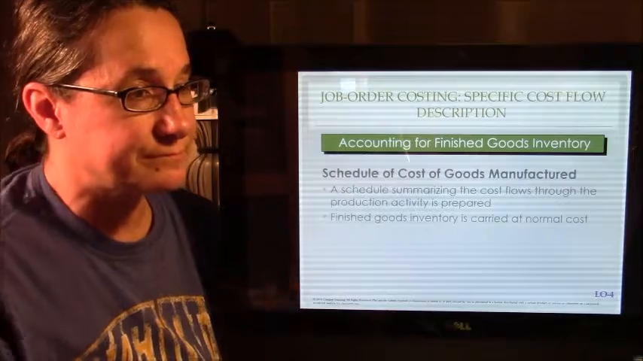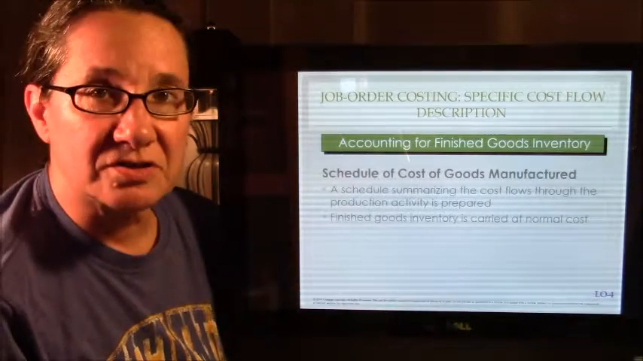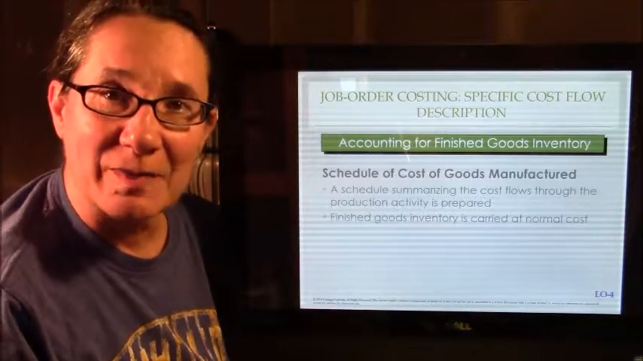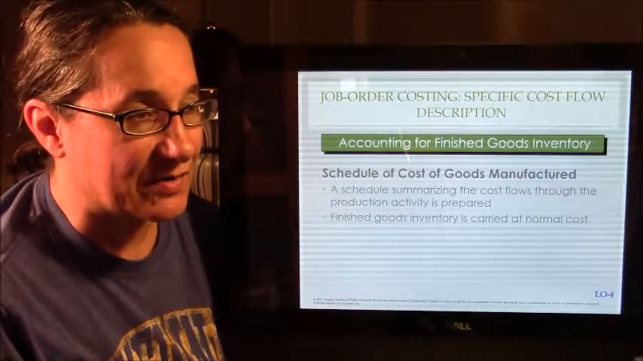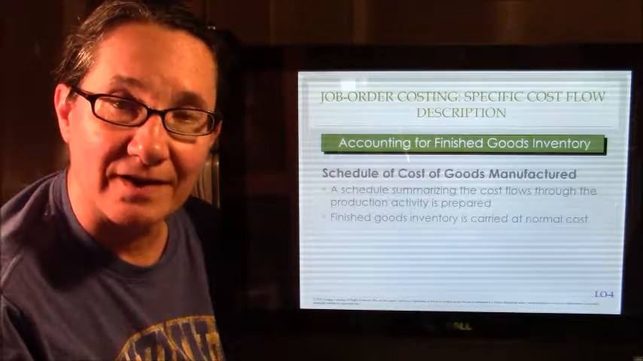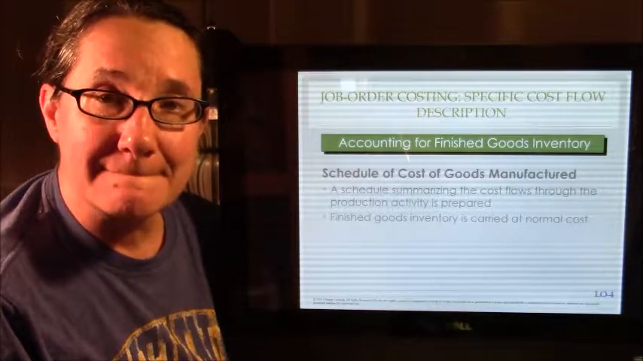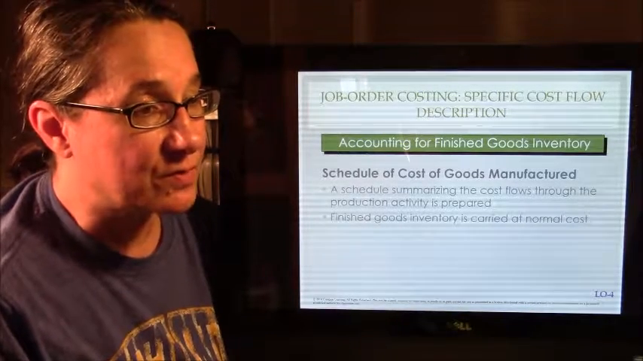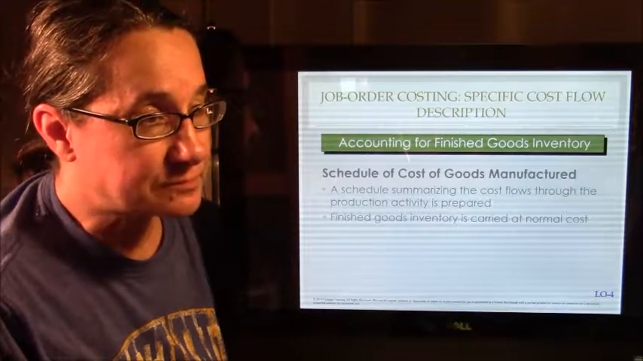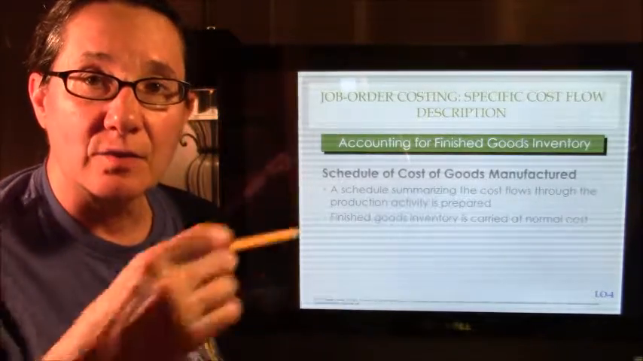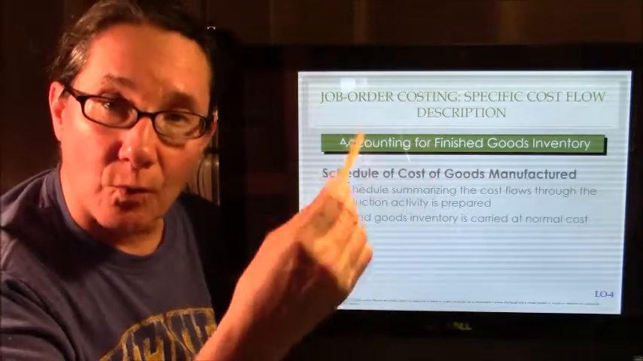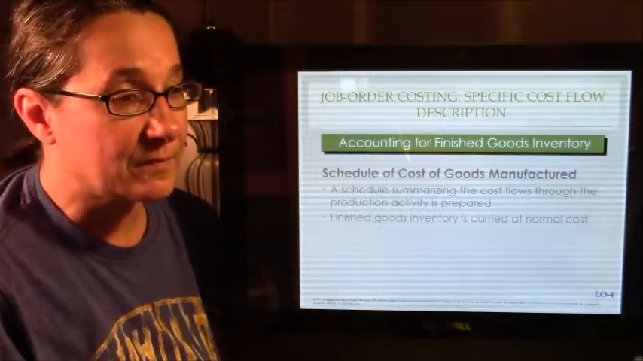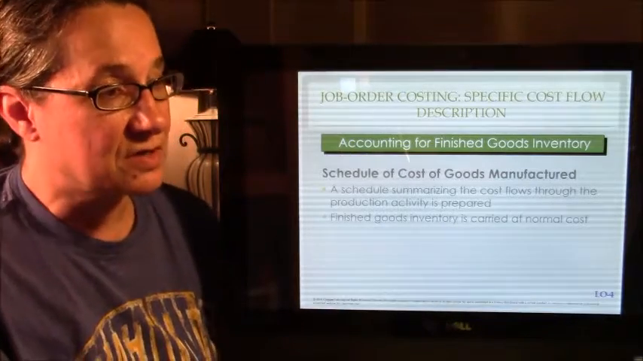All right. Now, in order to make sure we've done it all correctly, we keep track and we make reports. One report we make in cost accounting is a schedule of cost of goods manufactured. So we're keeping up with that finished goods inventory. What we do is summarize those flows, right? What was our beginning inventory? What did we manufacture? Minus our ending inventory will tell us our cost of goods manufactured.